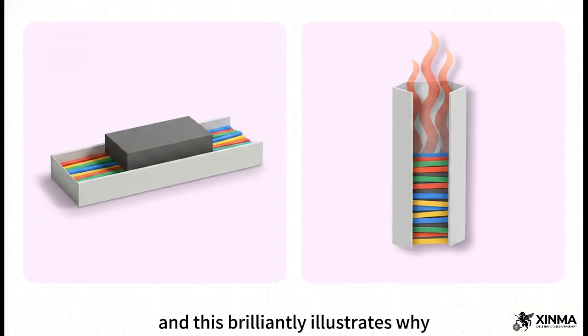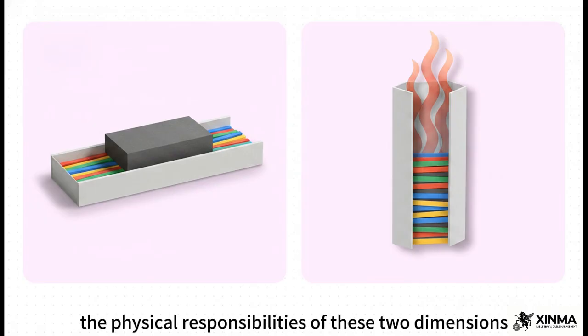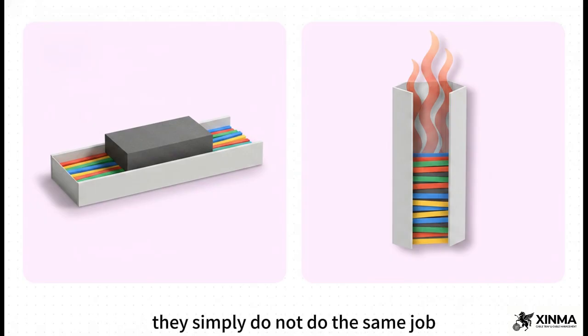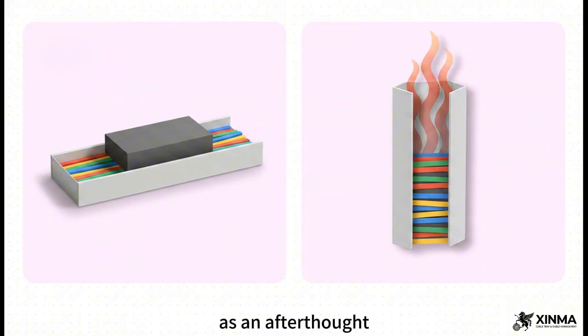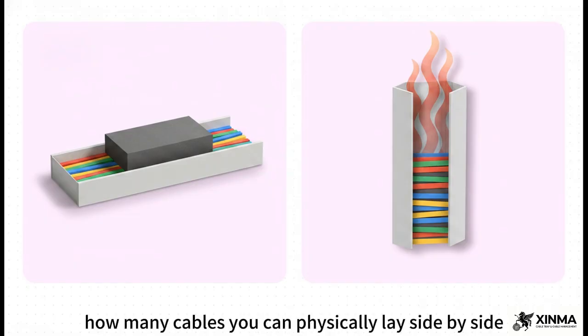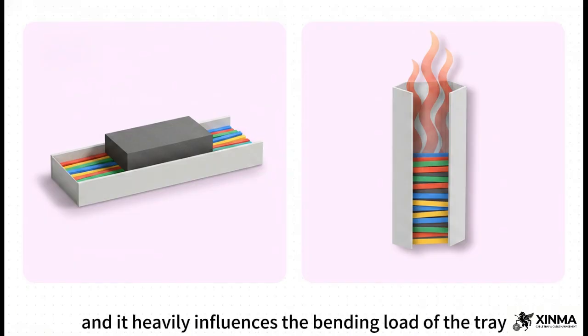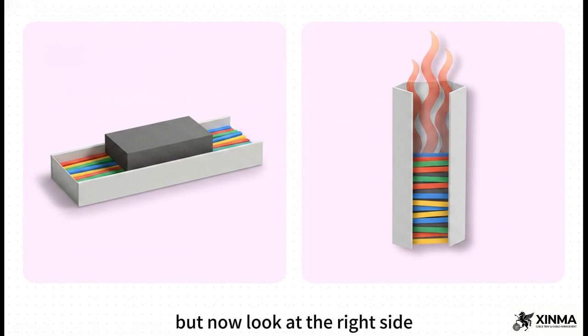And this brilliantly illustrates why we have to clearly separate the physical responsibilities of these two dimensions. They simply do not do the same job, and they definitely can't be treated as an afterthought. Look at the left side here. Width governs fill capacity, literally how many cables you can physically lay side by side, and it heavily influences the bending load of the tray. Simple enough. But now look at the right side.